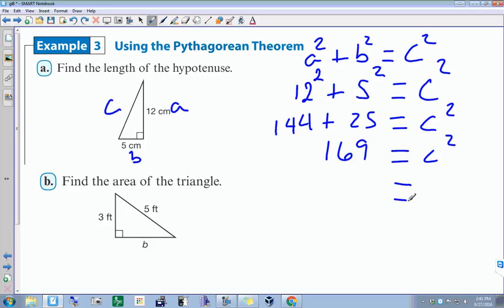The problem is I want to know what C is equal to. So what do I have to do? You know, I took 12 and I squared it and I got 144. How do I get back to 12? I was at 25. How do I get to 5? Square root. So what's the square root of 169? So that's 5, that's 12. This side is 13. Not bad, huh?